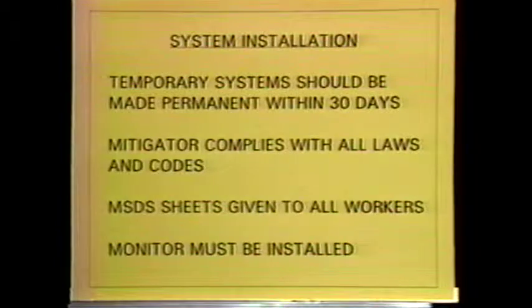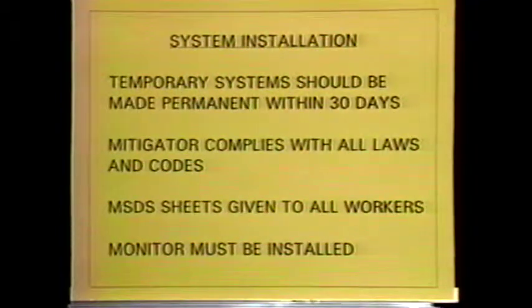In regards to the system installation, let's take a look at some of the requirements that the RCP program puts on the contractor regarding system installations. Here you see temporary systems should be made permanent within 30 days. Actually, we've seen this already, clearly something you want to remember. The mitigator complies with all laws and codes. That makes sense. That's an easy one to remember.